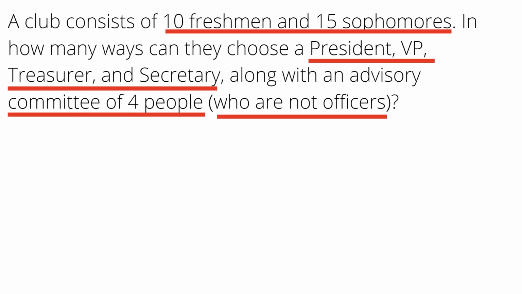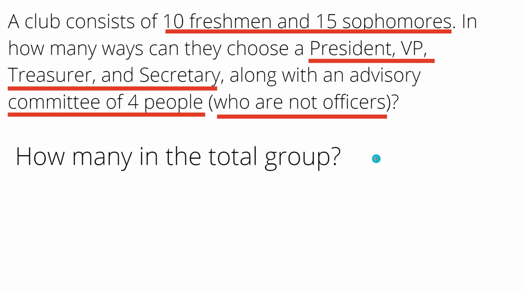So I've underlined all of these keywords. So let's take a look at what we have. The first thing is we need to know how many is in the total group, okay? Because you always have to have a total number. So in this case, I want you to look at the problem and see if you can come up with how many people are in the big overall group that we are choosing from. Okay, so the key words: 10 freshmen, 15 sophomores. So the total group is 10 plus 15, which equals 25. Okay, now we know our total.